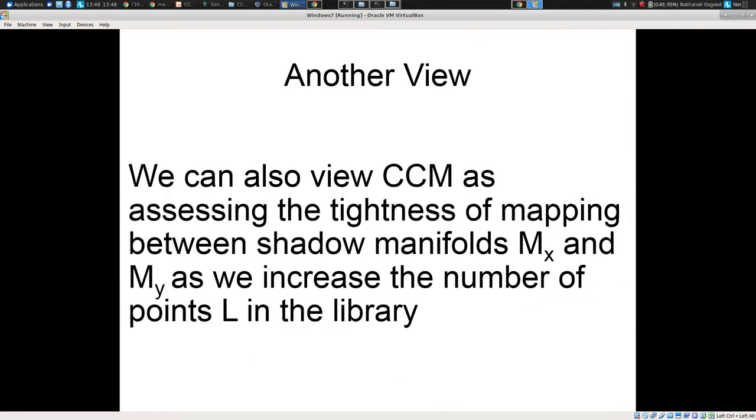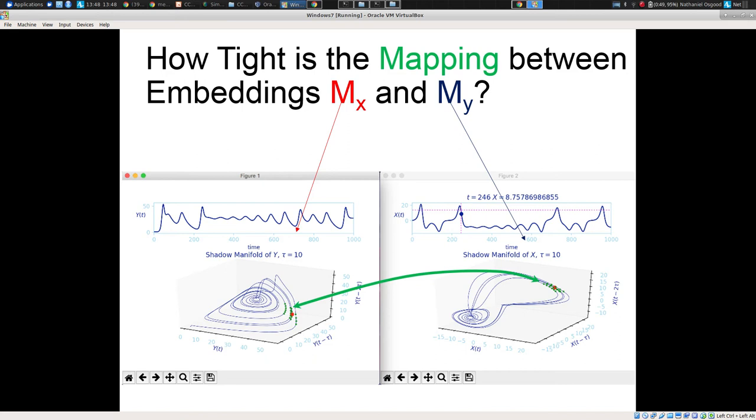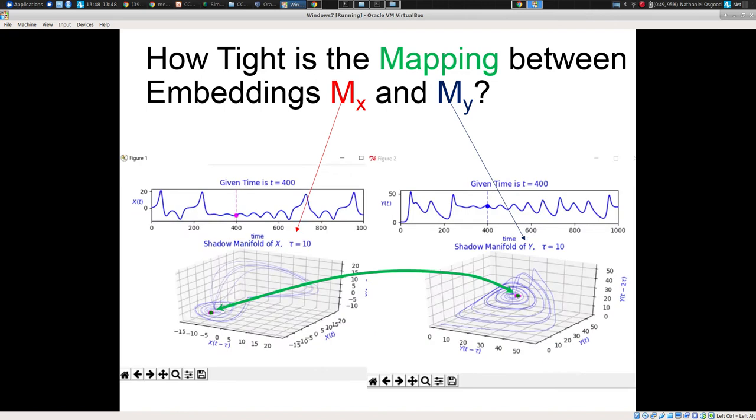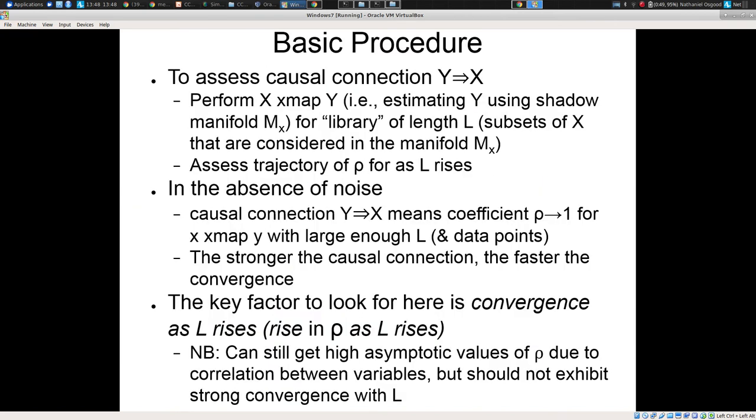Okay, now we can also view CCM as assessing the tightness of mapping between shadow manifolds. The idea here is we have some nearby points in this shadow manifold. To what degree do they map to nearby points over here? Sugihara, the creator of CCM, sometimes speaks about this as kind of a measure which is closely related to what we've been talking about.